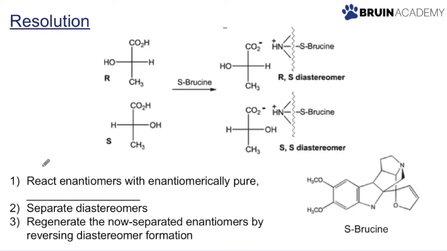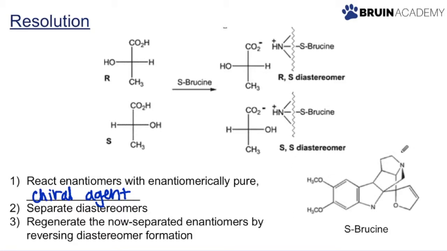So you first start by reacting enantiomers with an enantiomerically pure chiral agent. So this just basically means you're reacting it with a molecule that has a stereocenter with 4 different things attached to it, or it has something that's not carbon that has 3 different things attached to it. So you want a chiral molecule, and we know what chirality means and what that looks like. After that, you separate the diastereomers that are formed, and then you regenerate the enantiomers by reversing the diastereomer formation.